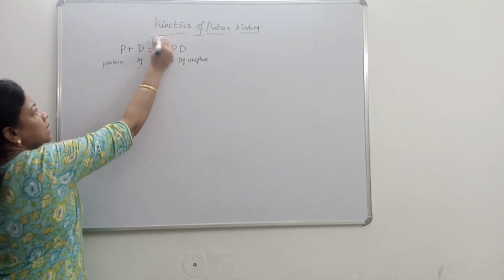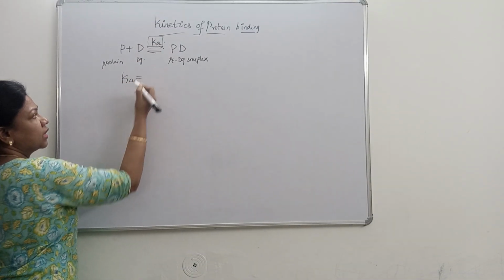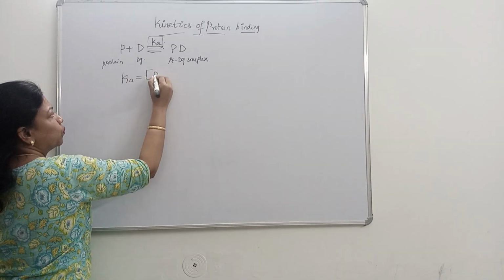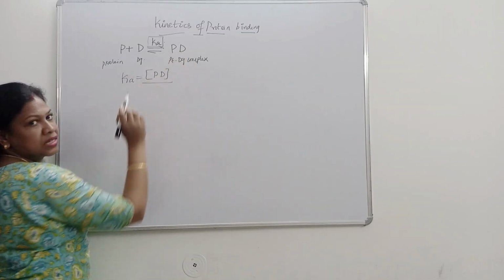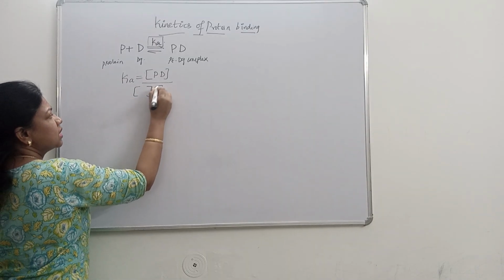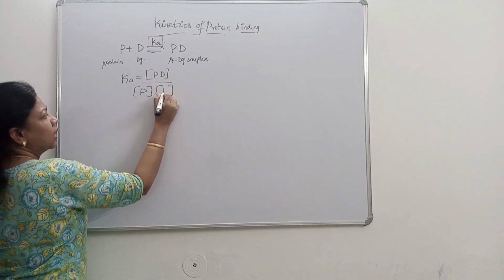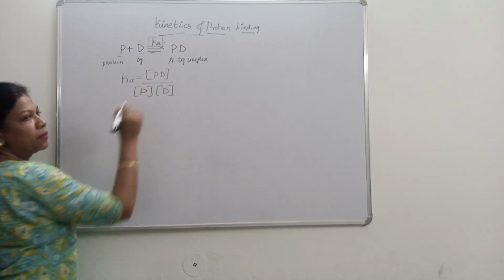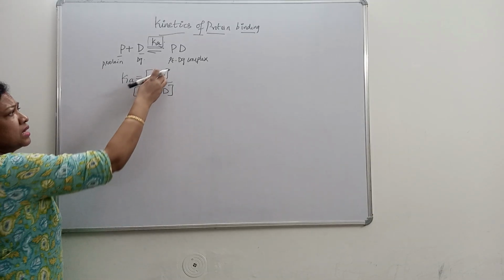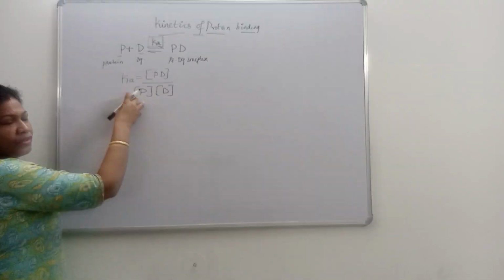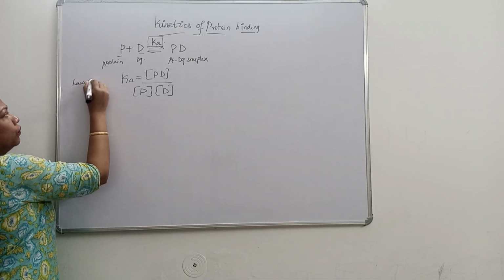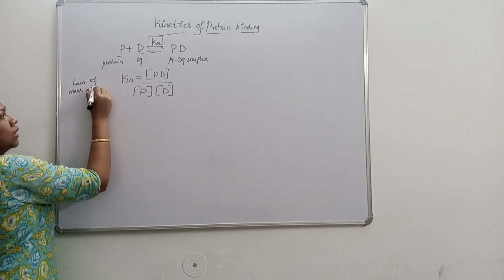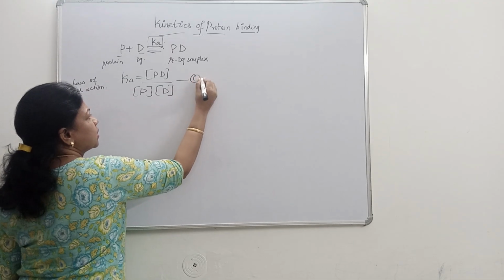So protein binds with drug to form the protein drug complex, and according to the law of mass action, the association constant can be written as Ka is equal to the concentration of the product, here the complex PD, divided by the product of the concentrations of the reactants, which are P and D. The square brackets denote concentration. So Ka equals [PD] divided by [P][D]. This is equation number 1.